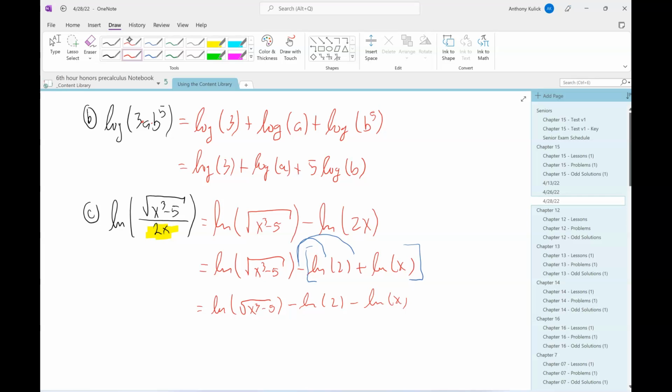Okay. We made some new logs, so let's start all over again. Looking at these 3 logs, quotient properties? Okay. Product properties? Okay. Power properties? Okay. Where's the power property at? The square root of x cubed minus 5. So how do I apply the power property to that?